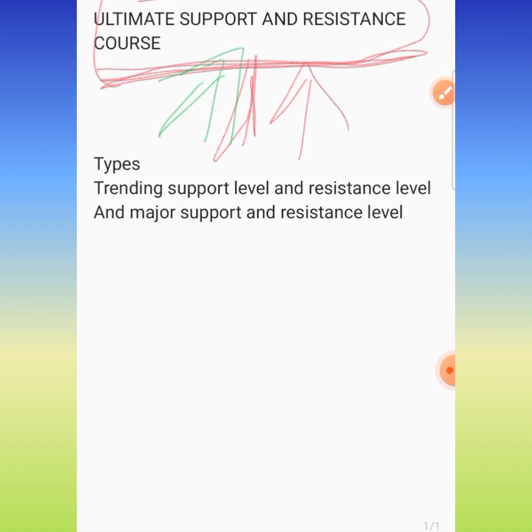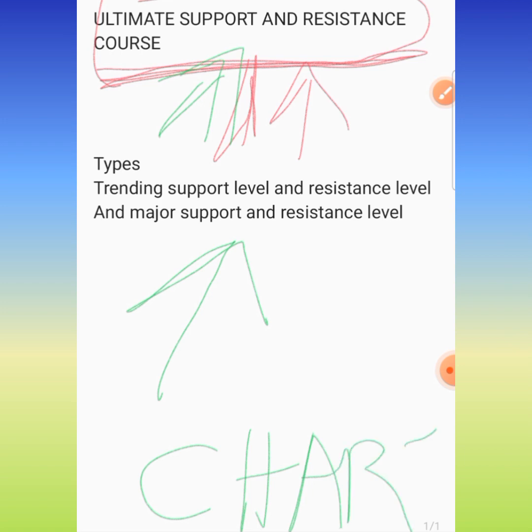You need to study support and resistance levels. There are different types we're going to consider. We're going to consider the trending support levels and resistance levels. What do I mean by trending support levels? Trending support levels are support levels that follow the trend. Don't bother yourself, because we're going to go to the chart and see for yourself how it works.